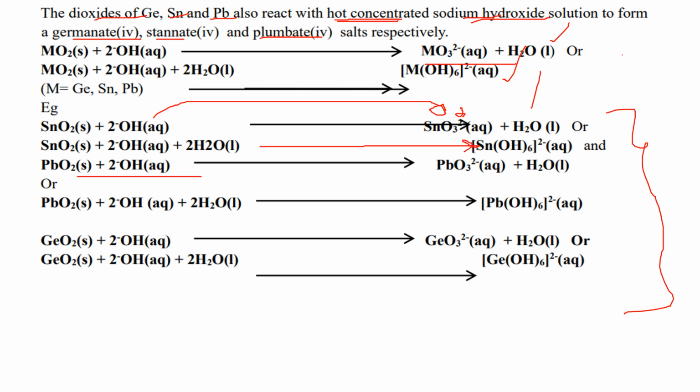And lead will also form a plumbate 4, or the alternative equation can be this. For germanium, we form a germanate 4, and the alternative equation can be this. So these are the equations that will be required in case you are prompted to write or to describe reactions of group 4 elements or the dioxides of group 4 elements together with sodium hydroxide. Notice that sodium hydroxide must be hot and concentrated before you start describing those reactions.